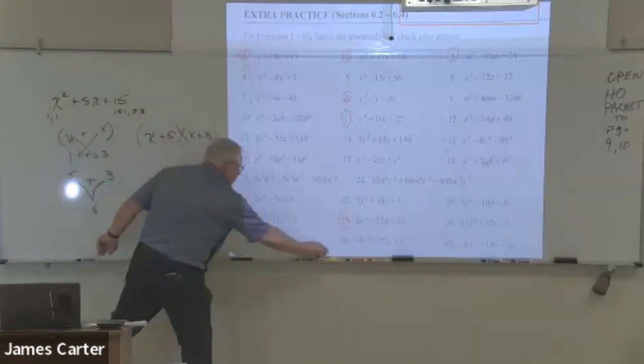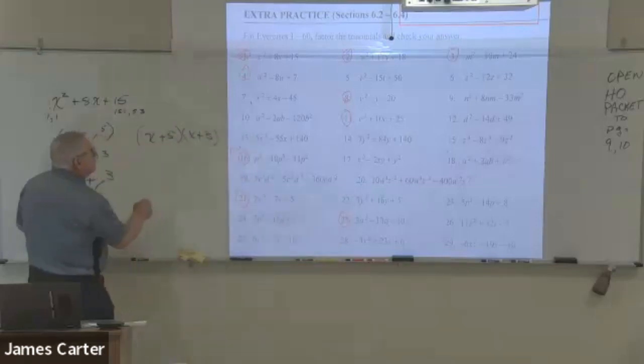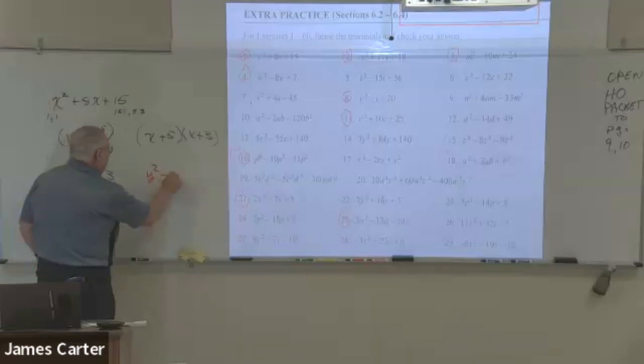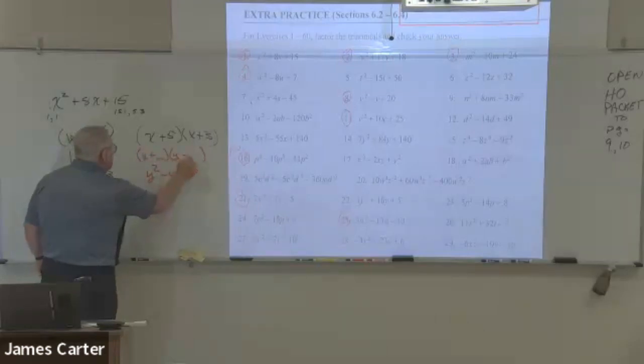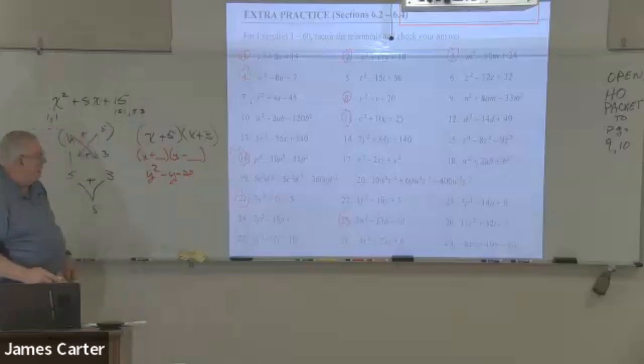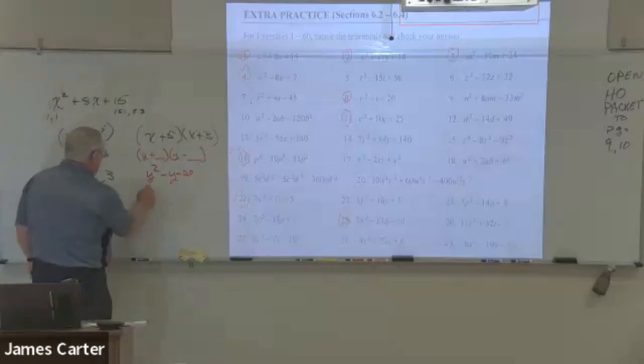All right, so let me grab a pen. And y squared minus y minus 20. Looking at this problem, my final answer better look like y plus something, y minus something. I know it's going to be 1y because I've only got a 1 here. Okay, so 1 and 1, 1 times 1 is my only possible factors there.